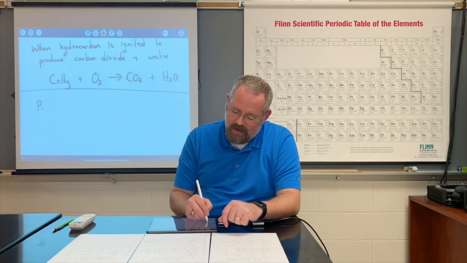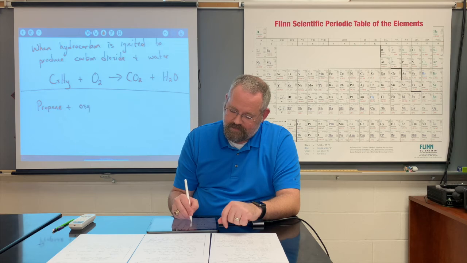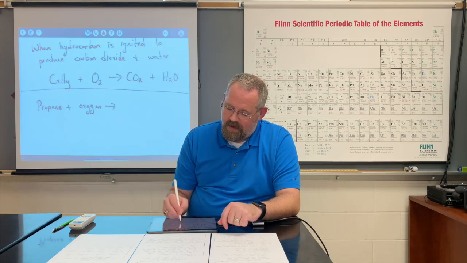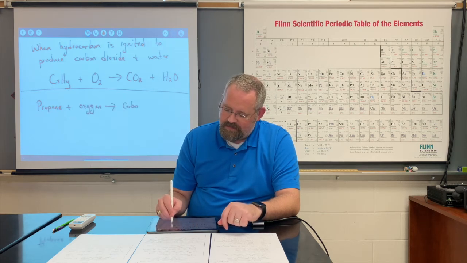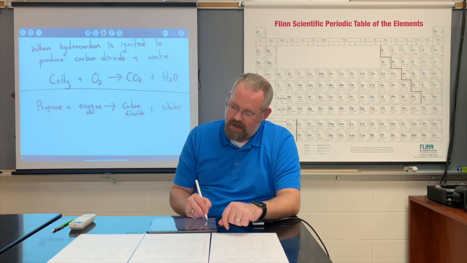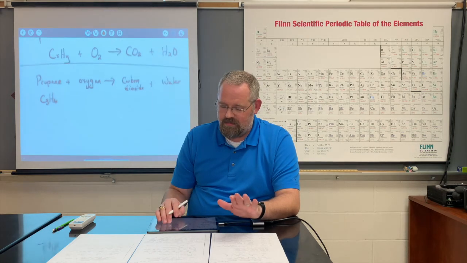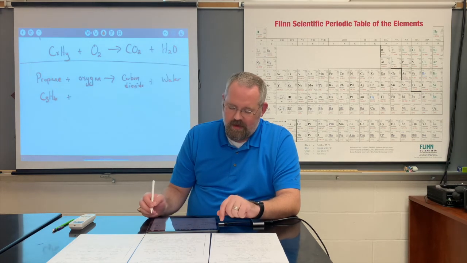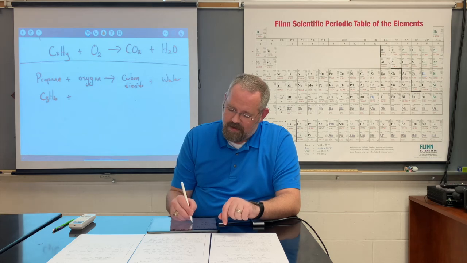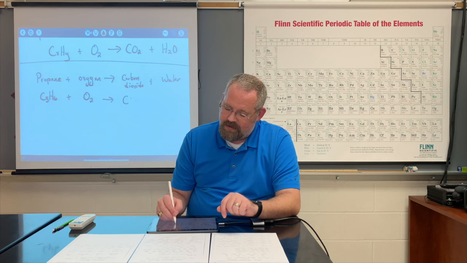Let's do propene plus oxygen. Well, my result is going to be carbon dioxide plus water. So propene is C3H6. And don't worry so much if you don't know all of the hydrocarbons. It's okay. A lot of them will be provided for you. Plus oxygen yields carbon dioxide plus water.